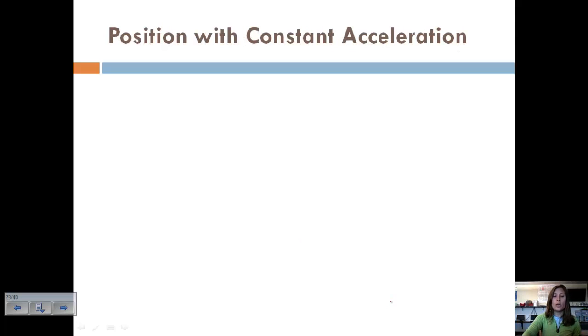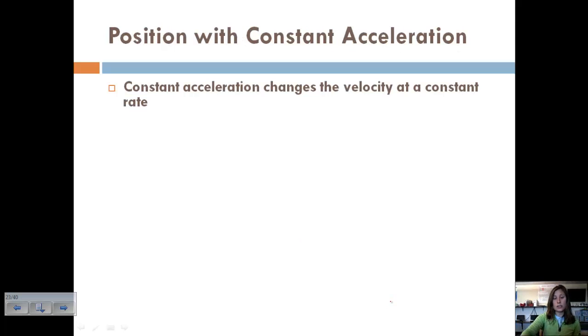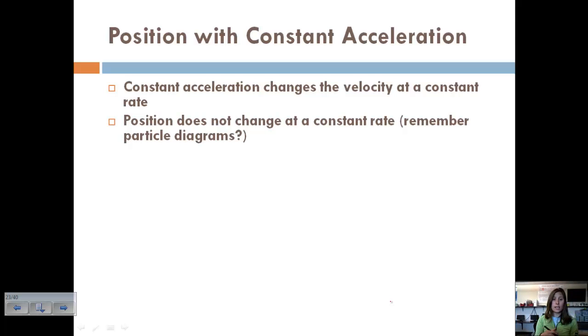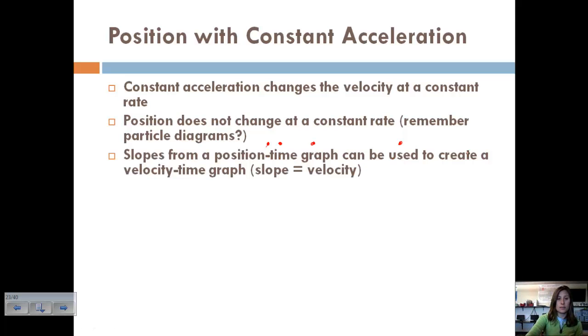And now we're going to go on to finding position with constant acceleration. So we did v final, now we're going to look at position. Well, constant acceleration changes the velocity at a constant rate, because remember, acceleration is the change in velocity. And if acceleration is constant, velocity is changing at a specific constant rate. But position does not change at a constant rate. So if you remember those particle diagrams, we had an object or a particle, and it was a little ways away, and then it got farther away, and then further away, and even further away at specific amounts of time. So the change in distance or displacement is not constant.